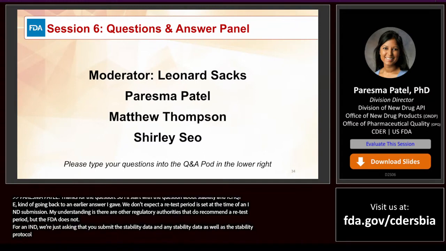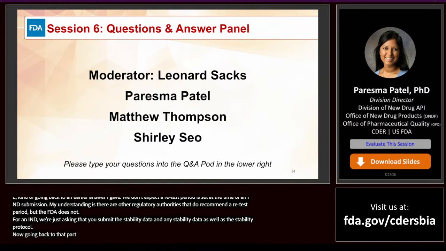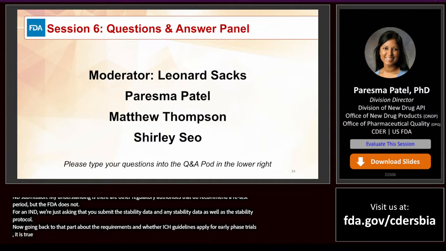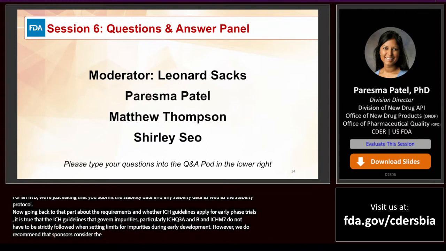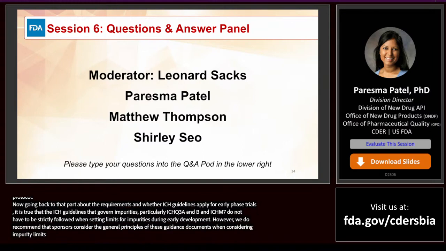Now, going back to the part about the requirements and whether ICH guidelines apply for early phase trials. It is true that the ICH guidelines that govern impurities, particularly ICH Q3A, Q3B, and ICH M7, do not have to be strictly followed when setting limits for impurities during early development. However, we do recommend that sponsors consider the general principles of these guidance documents when considering impurity limits and the available information for identification and qualification of impurities.